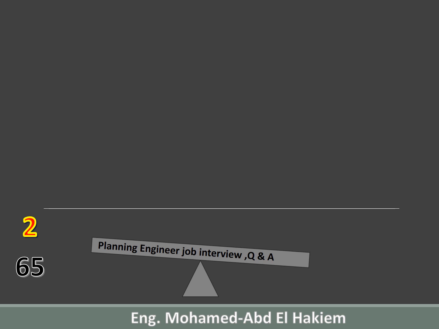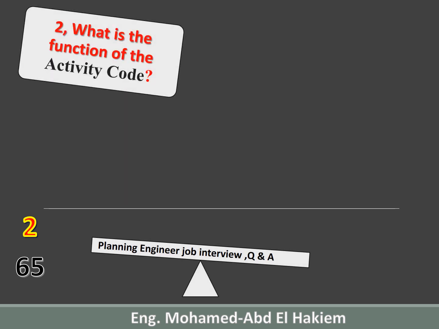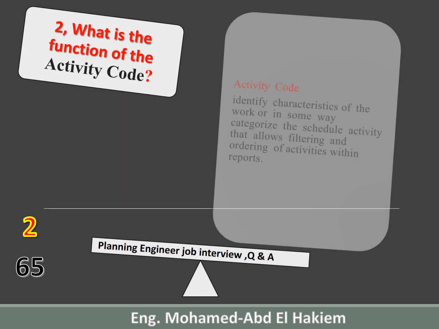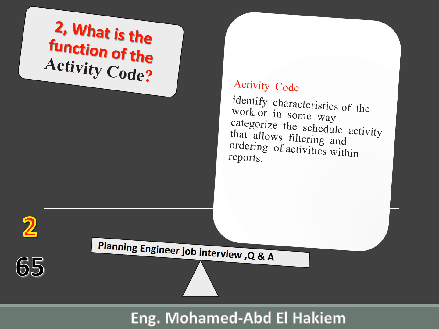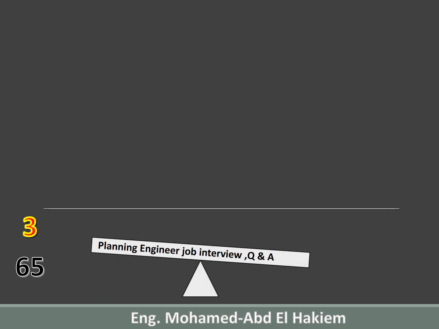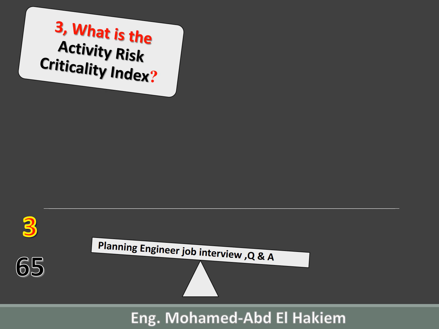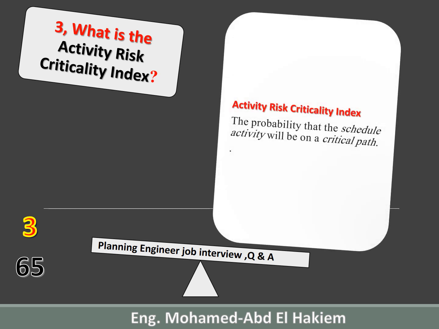2. What is the function of the activity code? Activity code identifies characteristics of the work or in some way categorizes the schedule activity, which allows filtering and ordering of activities within reports. 3. What is the activity risk criticality index? Activity risk criticality index is the probability that the schedule activity will be on a critical path.